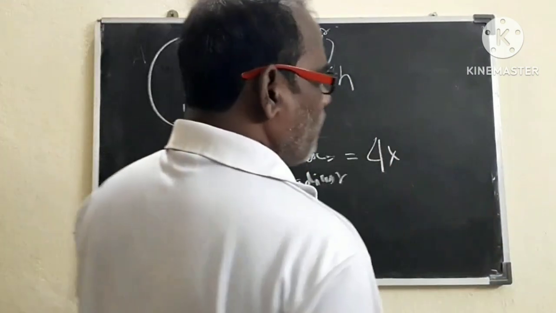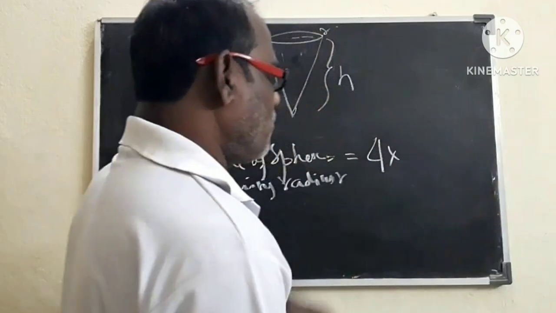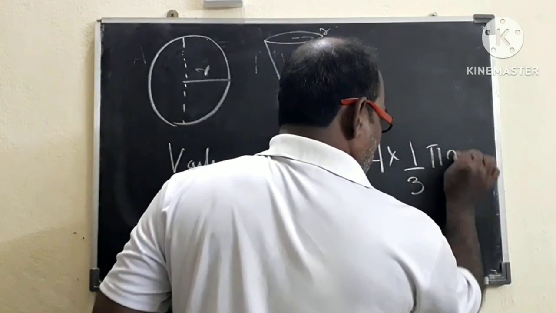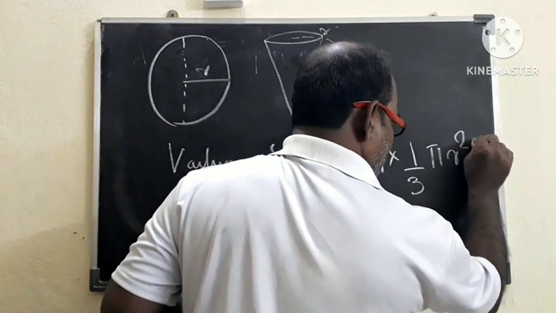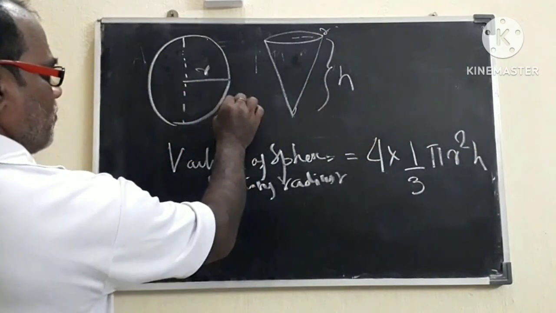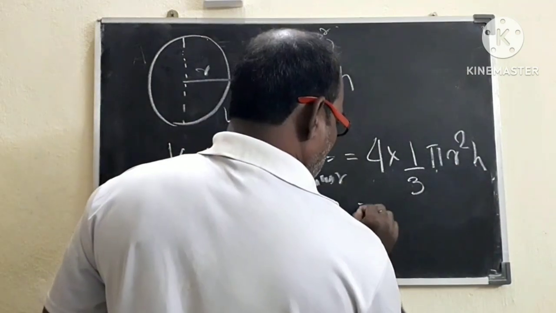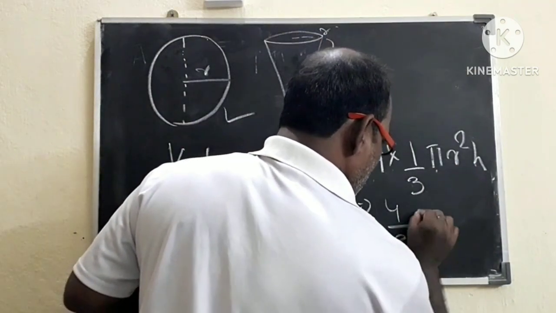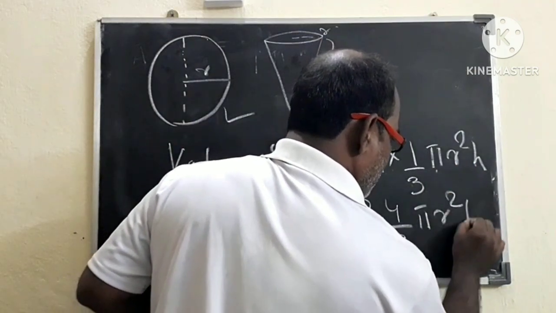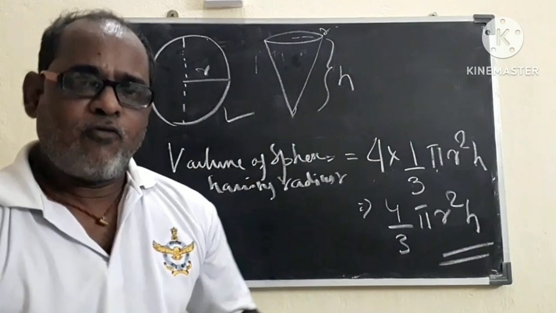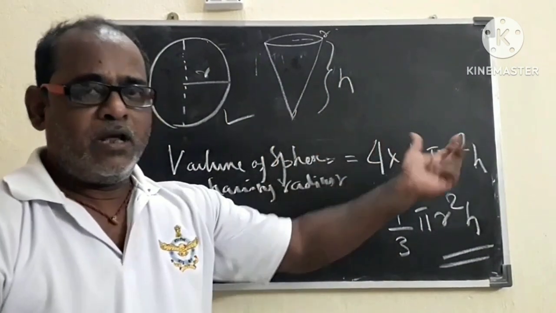Already we have derived the volume of the cone. The volume of the cone is 1 by 3 pi r square h. Hence the volume of the sphere is 4 into 1 by 3 pi r square h, or you can write 4 by 3 pi r square h. In this way we can derive any mathematical formula of geometrical shapes.